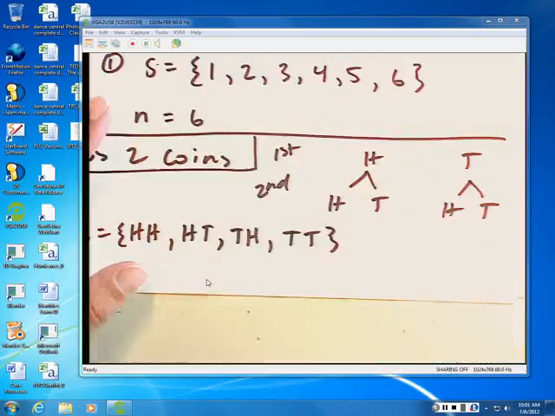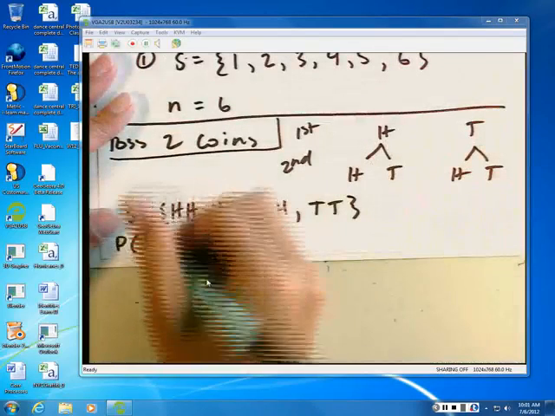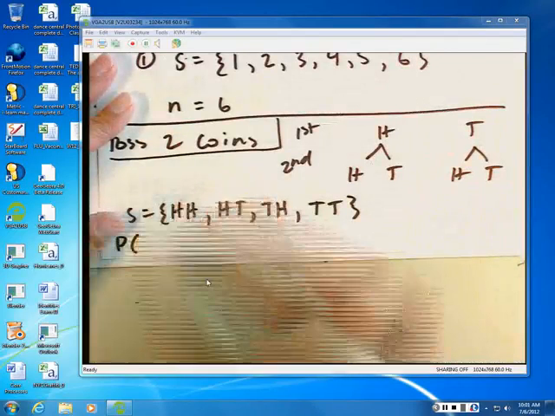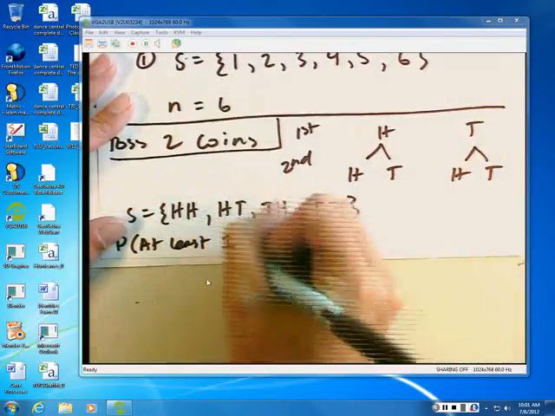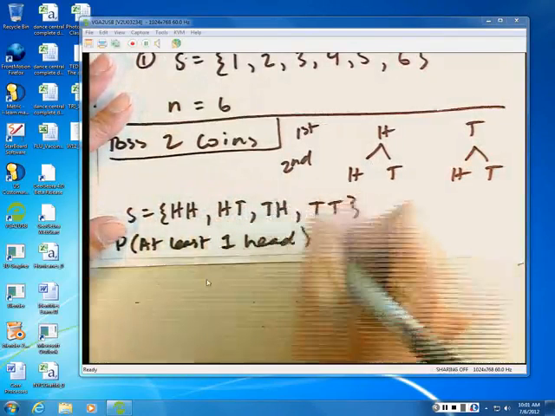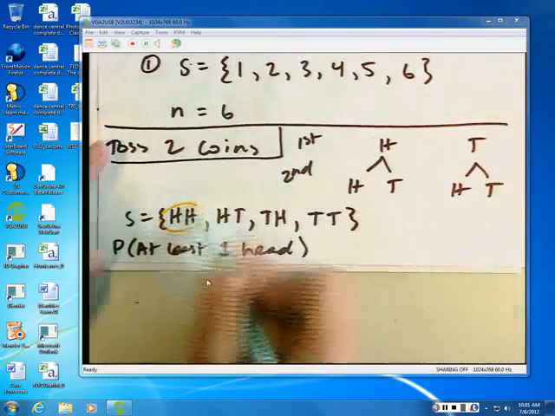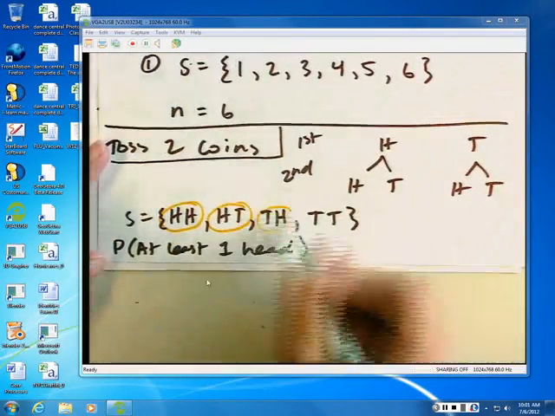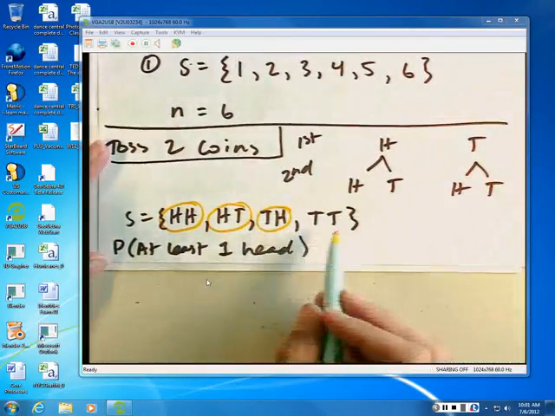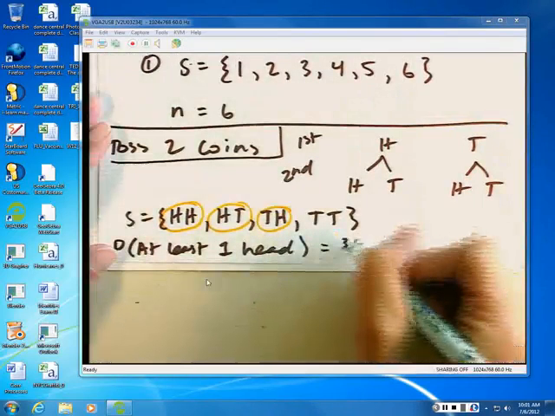Now I can ask a question like, what's the probability of getting at least one head? Let's see, this one fits the bill, that has 2 heads. This one works, it has 1. This one works, it has 1. Just that one doesn't. So I would have a 3 out of 4 chance.